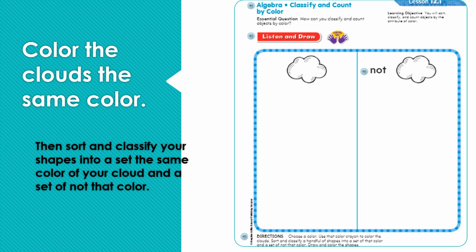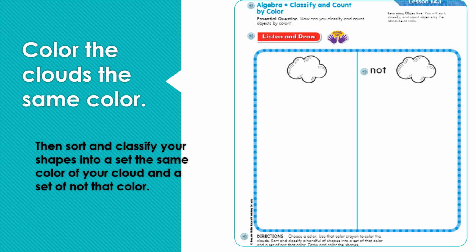Okay, guys, here we are on classify and count by color. We started off in the year doing this, classifying or sorting things by color. And here we are again at the end of the year, wrapping up the year with it as well. In this lesson, we're going to sort objects by shape, by color, and by size as well.